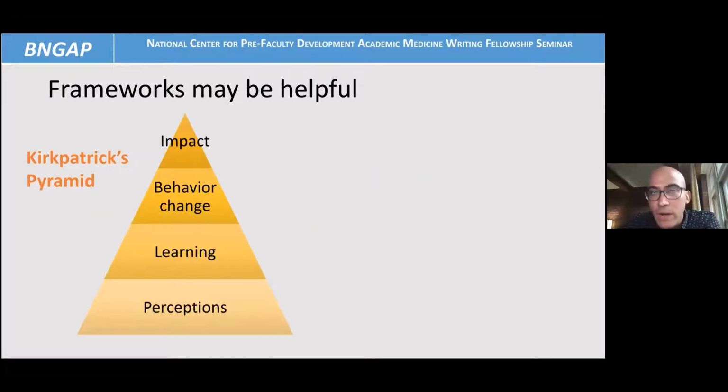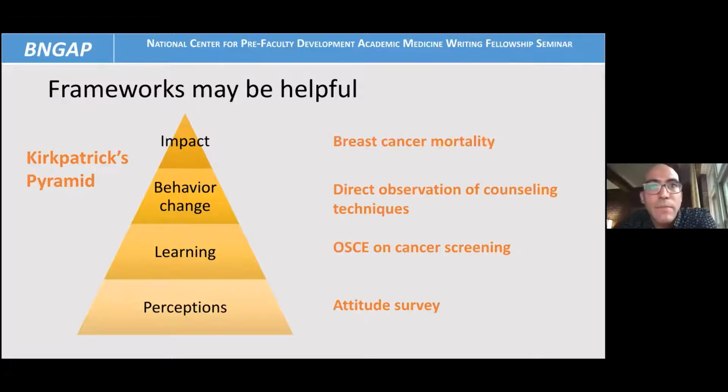And then the other framework that you all seem to be familiar with is Kirkpatrick's pyramid, where we look at perceptions, learning, behavior change, and impact. Using Kirkpatrick's pyramid, there are different levels of evaluation that we could undertake when we look at our educational evaluations and goals and objectives.